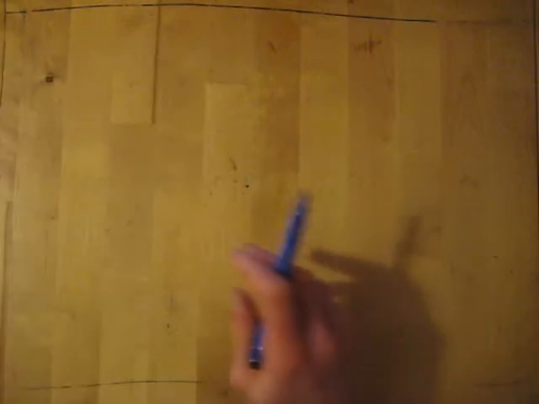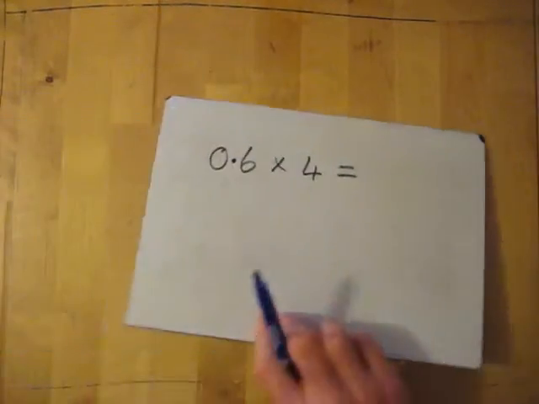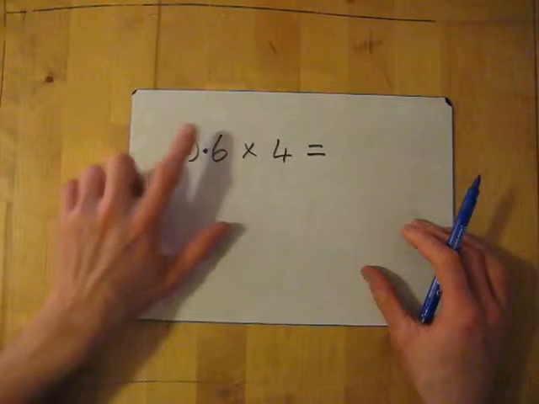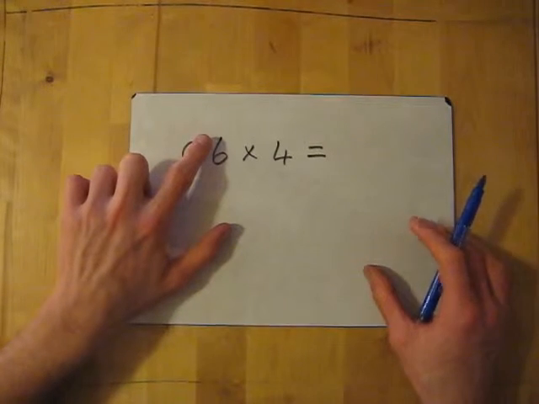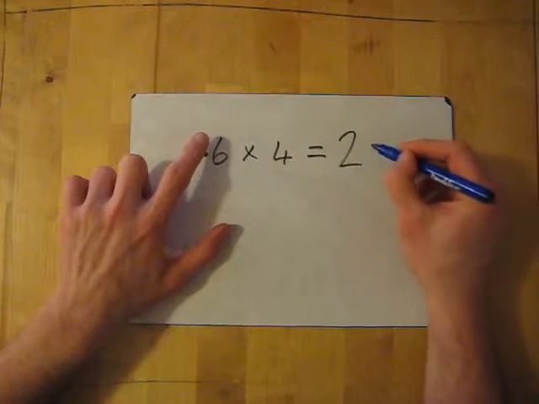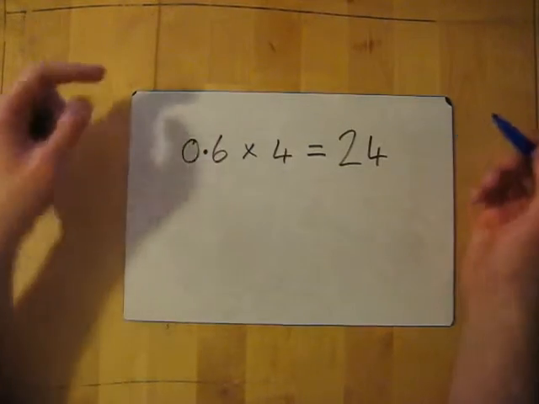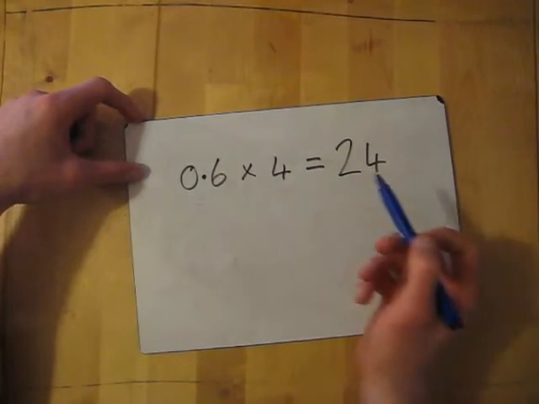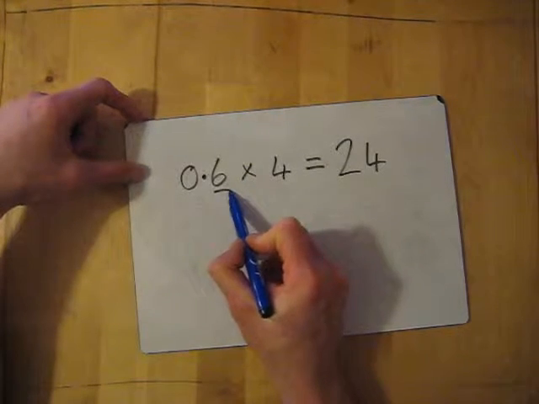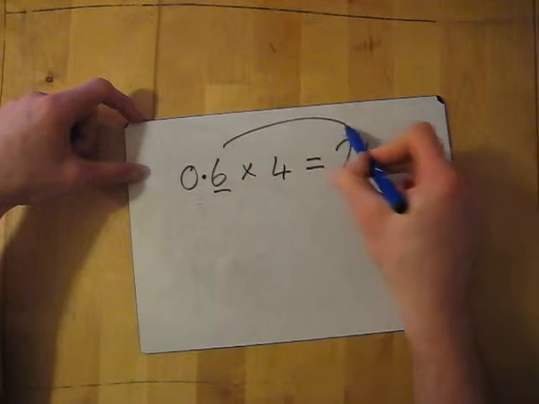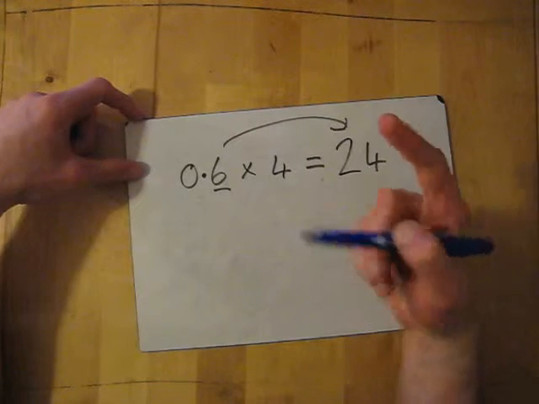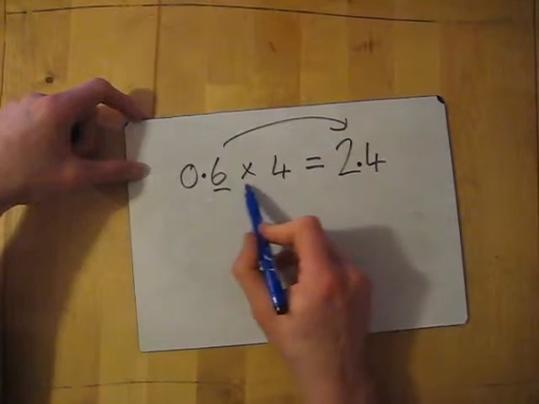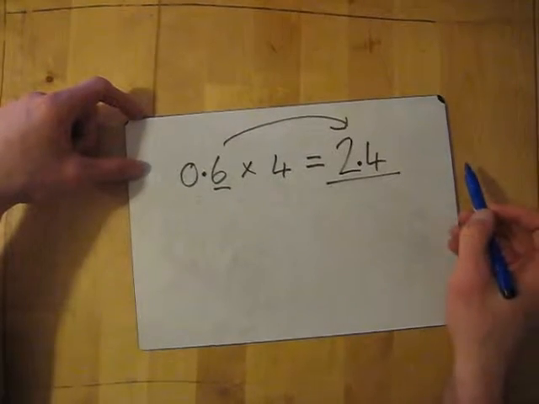So let's have a go at a couple. So this one here, 0.6 times 4. So first thing, forget about decimals. If I do 6 times 4, my answer's 24. Easy. Then I look at the question, how many decimal places are in my answer? So how many numbers are after the decimal? I've got 1 here, so that means in my answer I have to have 1 decimal place as well. So just pop in the decimal, so my answer to 0.6 times 4 is actually 2.4.